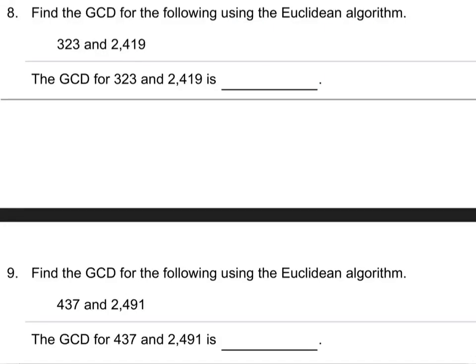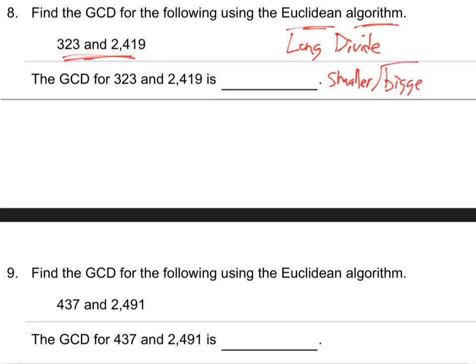So with our last 2 minutes here, they want me to find the GCD using a method called the Euclidean Algorithm. What that means is basically long divide smaller into bigger. So long divide smaller into bigger. And then rotate. I'll show you.